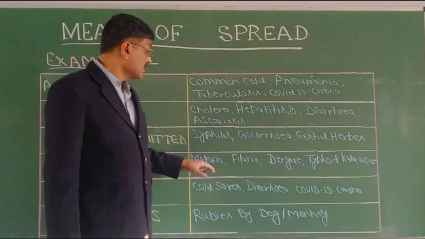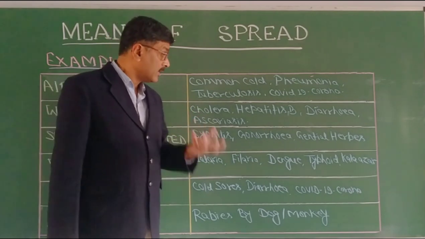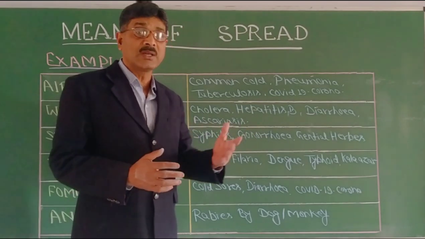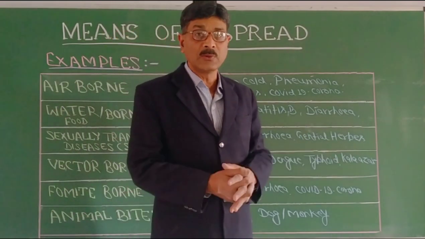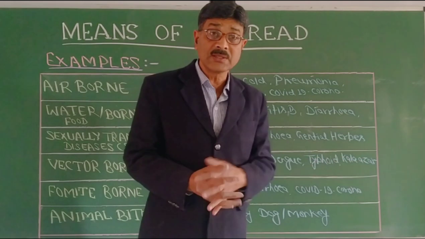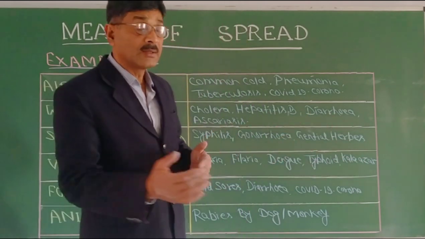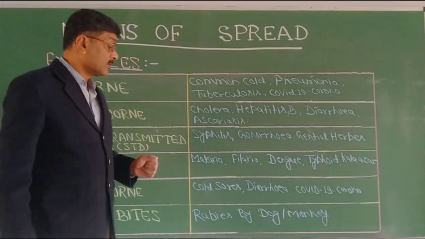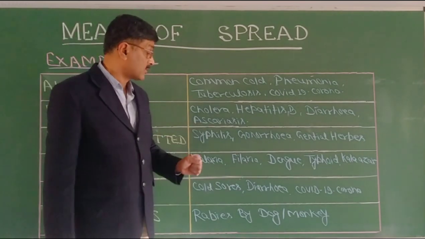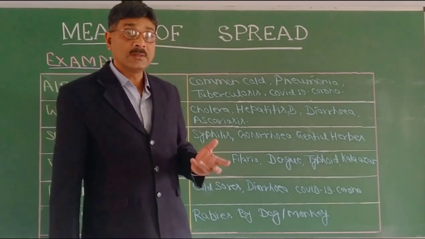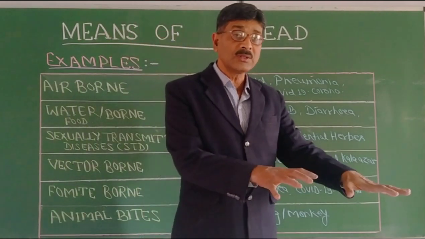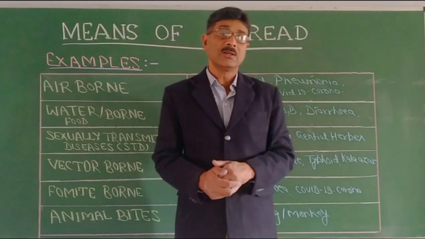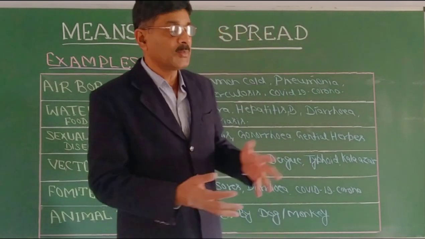Vector-borne diseases like malaria, filaria, dengue, typhoid, kalajar, they all are being carried by the vectors, by house fly, by mosquito, different types of mosquito, culex, female anopheles, tsetse fly, sand fly, these are the vectors of diseases. And by fomite-borne, from object, cold sores, diarrhea, COVID, these are the diseases spread through touch on the infected object, from the contaminated object to the person, the healthy person.